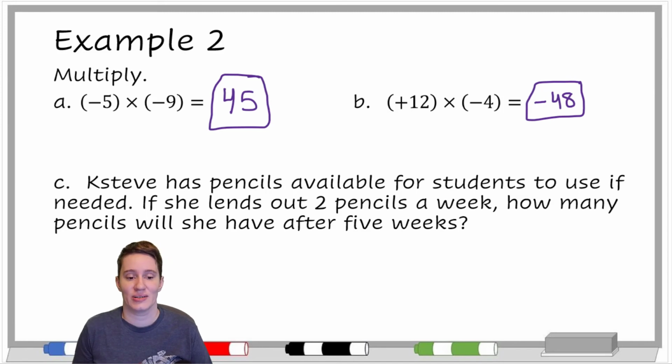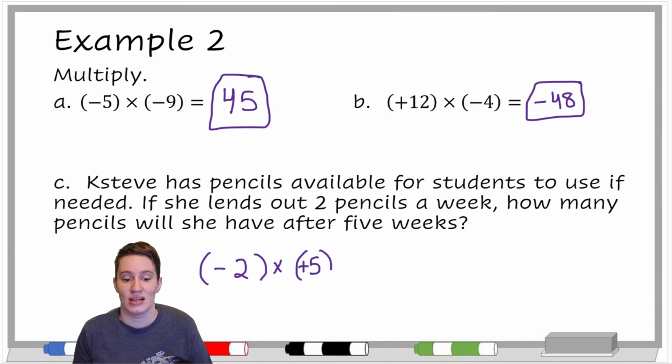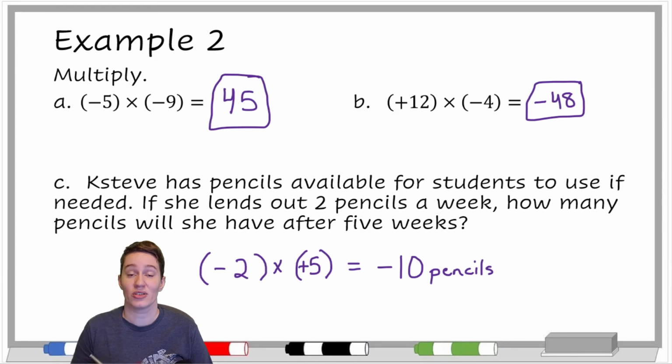So this idea would be that since I'm lending out 2 pencils, I'm actually losing 2 pencils. And like I mentioned earlier, this idea of doing something at a constant rate, so we're losing 2 pencils each week, that means we're going to multiply. So we want to know how many pencils we will have lost, basically, after 5 weeks. So we want to do -2 times +5, and we'll get -10. And then we think, -10 what? -10 pencils. And this is kind of a weird thing to say, I have -10 pencils, but that's the whole point. I don't have -10 pencils. That negative is saying I've lost 10 pencils.